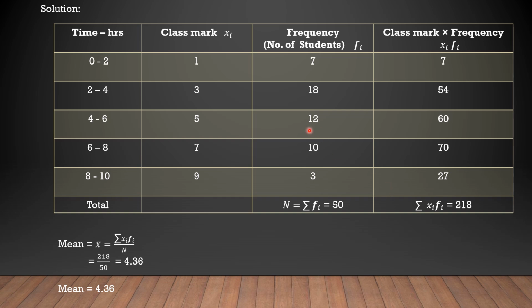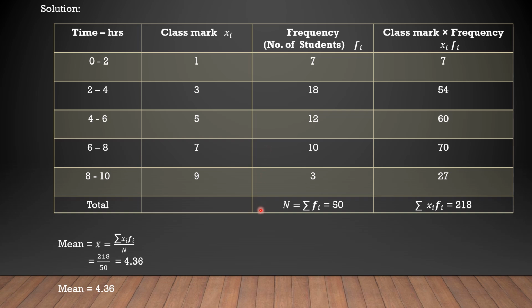So in direct method, we draw 4 columns. First, for time in hours, then class mark, then frequency and multiplication of class mark and frequency. This is the direct method. Then here we add all the values.